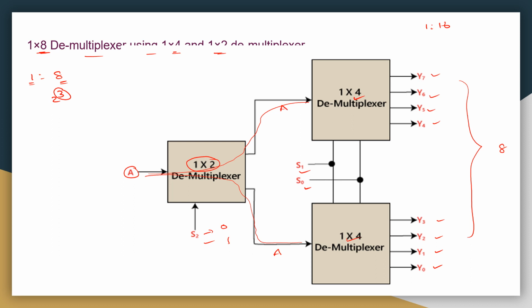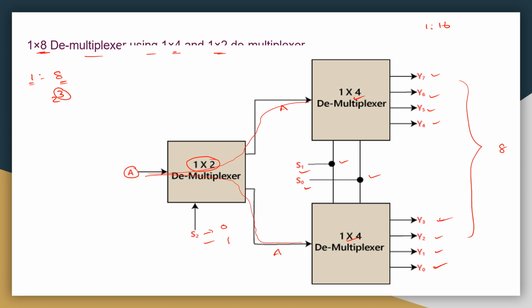Whenever it is one case. Now here we have two control signals. Those are S0 and S1. If S0 and S1 are both zeros, then Y0 will be selected. If both are ones, Y3 will be selected.